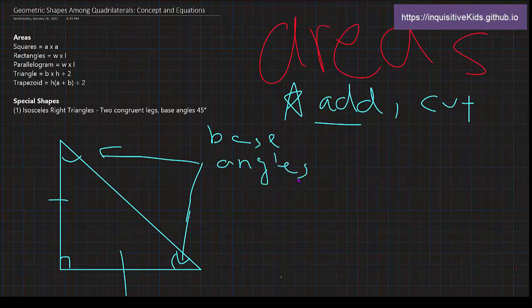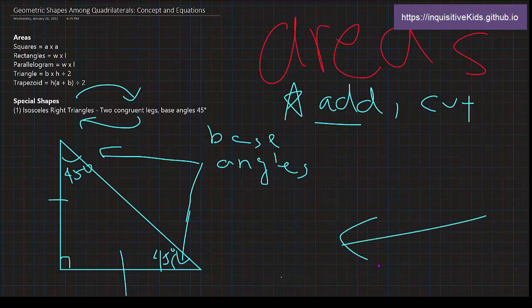Base angles apply only to isosceles triangles. And the base angles over here both have 45 degrees. Okay. So when somebody says isosceles right triangle, you can picture this immediately in your mind. But you can also think the other way around. If somebody says two congruent legs and base angles are 45 degrees, what do you immediately get? You get an isosceles right triangle. Great. So don't just always go from left to right. Sometimes also go the other direction, from right to left.